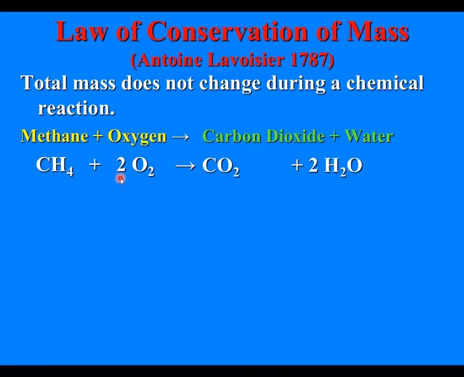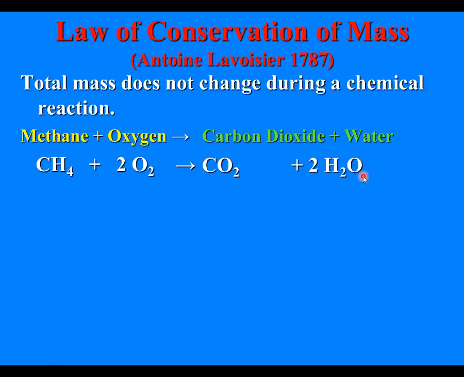Then as it reacts, I form carbon dioxide. So there's 1 carbon atom in carbon dioxide and 2 oxygen atoms in carbon dioxide. Plus I have 2 water molecules. So there's 2 of these molecules, the coefficient tells me so. Each one of the water molecules has 2 hydrogen atoms. There's no number shown after oxygen, so we assume it's a 1. So there's 1 oxygen atom, H2O.